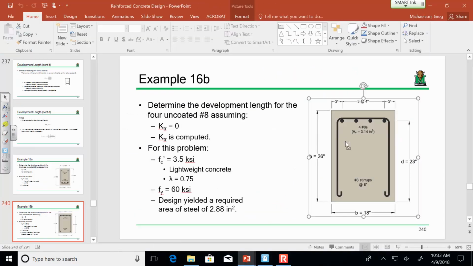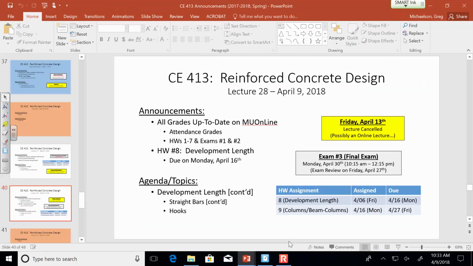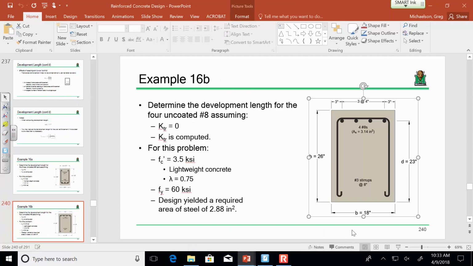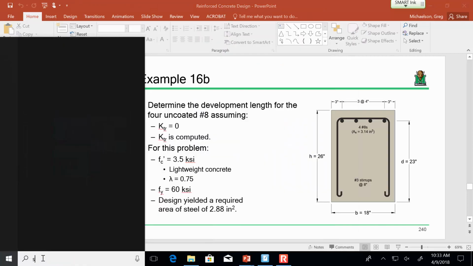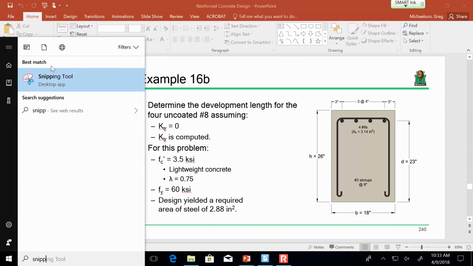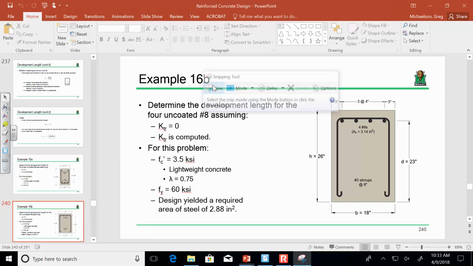All right. Actually, you know what I'm going to do? This is what I'm going to do. I'm going to, hold on, snipping tool. I'm lazy.